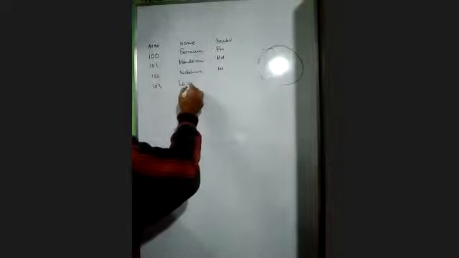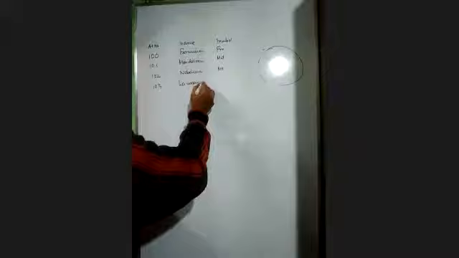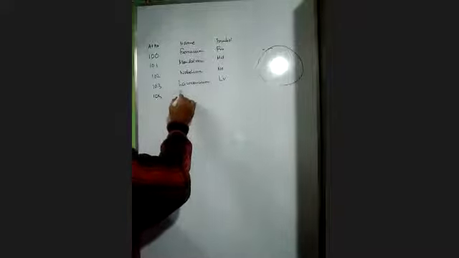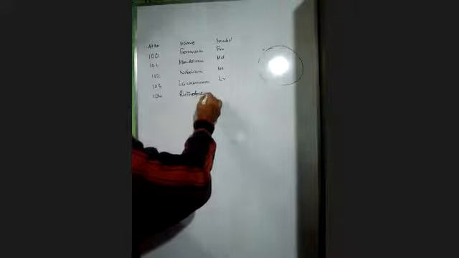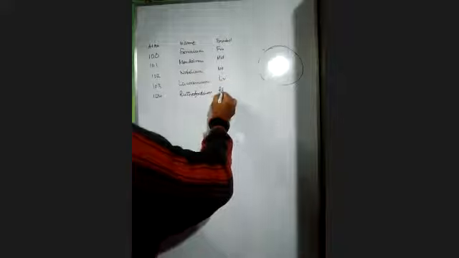Then 103, Lawrencium, LR. Lawrence has done a lot of work on the inner transition elements. 104, we call it Rutherfordium, RF. Rutherford, you know already.